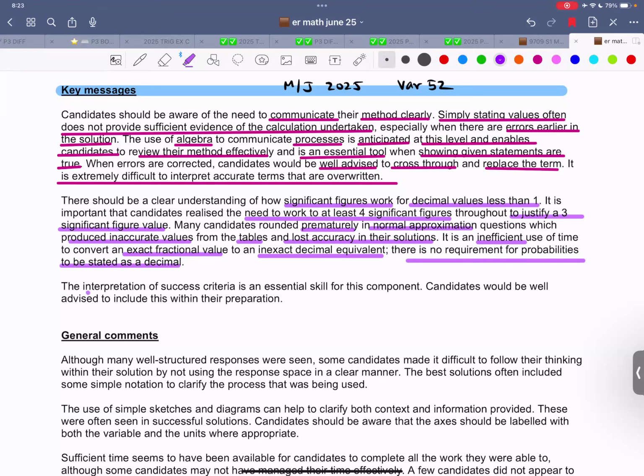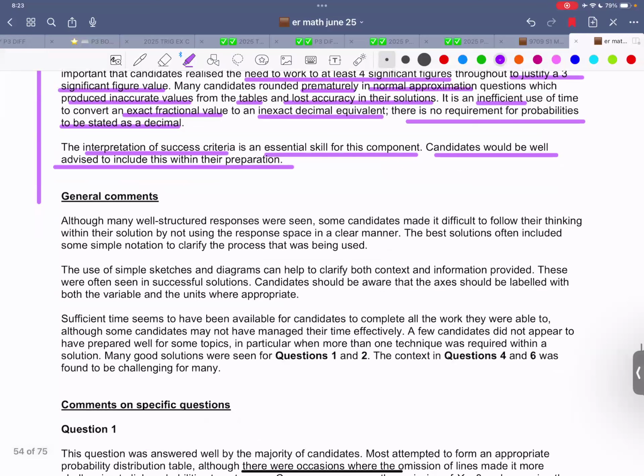The interpretation of a success criteria is an essential skill for this component. Candidates would be well advised to include this within their preparation. That means whatever you're seeing on the screen right now, that is all good, all important. Now, let me just focus on the general comments also. That is based on the questions.